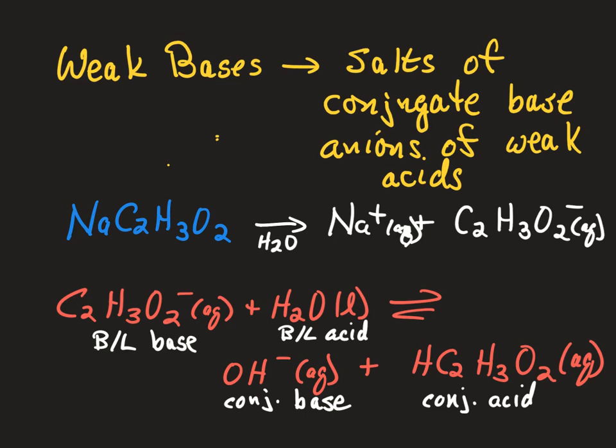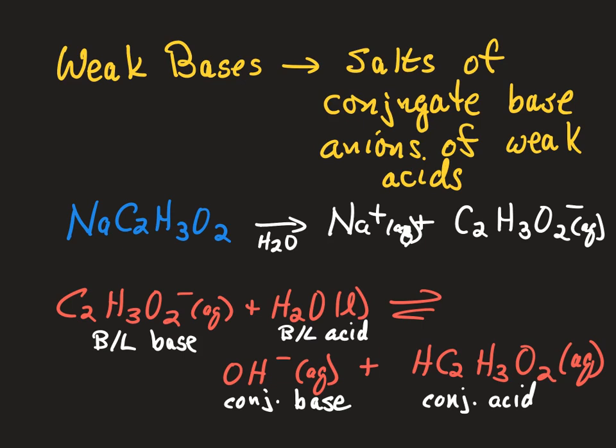And the yield of hydroxide ion is very low. It's very much less than the amount of acetate, and so this counts as a weak base. So anytime we have that situation where we have a salt, an ionic compound made from the conjugate base anion of a weak acid, when that dissociates in water, that conjugate base anion will act as a base, creating at least a little bit of hydroxide ion, and so it counts as a weak base.